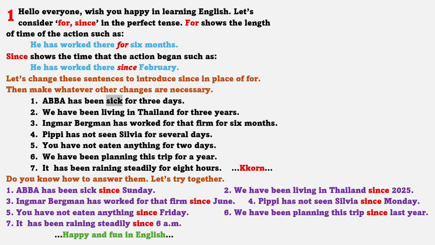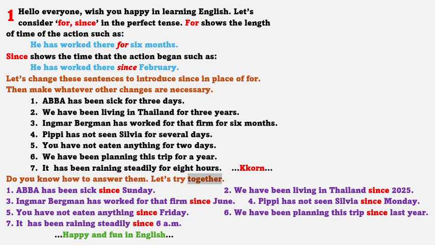Abba has been sick for 3 days. We have been living in Thailand for 3 years. Ingmar Bergman has worked for that firm for 6 months. Pippi has not seen Sylvia for several days. You have not eaten anything for 2 days. We have been planning this trip for a year. It has been raining steadily for 8 hours. Do you know how to answer them?